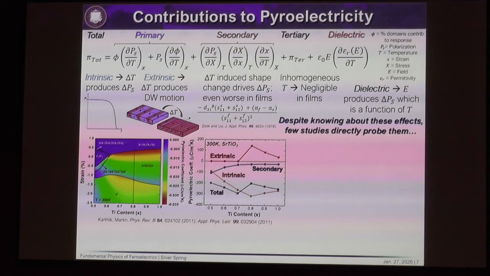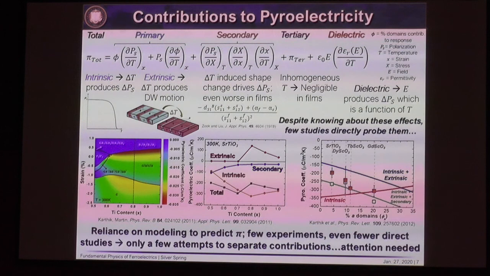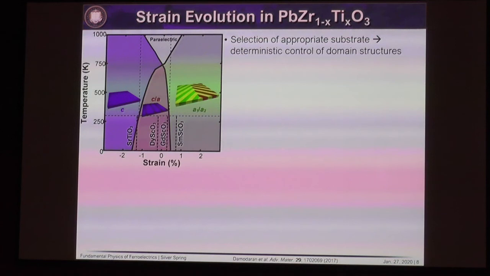We did a little bit of measurements over the years on model systems where we could measure some domain structures and pull these things out, but there just aren't a lot of measurements in this regard. So we've primarily relied on modeling to predict where we get large pyroelectric coefficients, and there are very few studies that directly do this. So we needed some attention to try to address these sorts of things. So I'm going to try to show you two examples of how we can do this today, now that we've kind of matured a little bit in how we think about it.